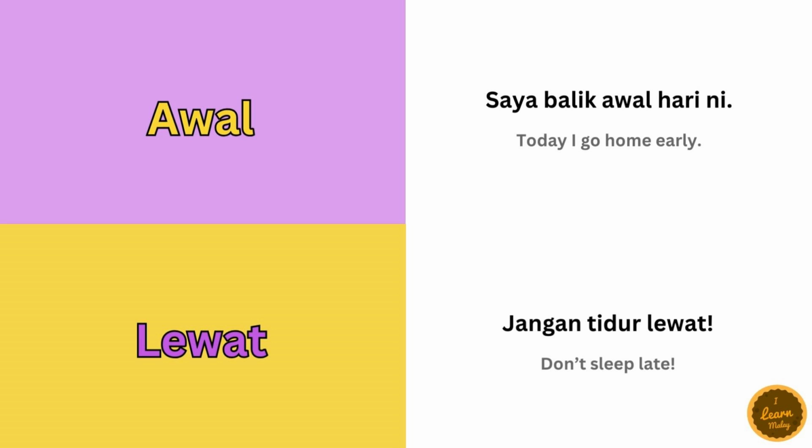Jangan tidur lewat. Don't sleep late. Jangan means don't. Tidur means to sleep, and lewat means late. Mothers normally use this sentence to remind their kids, right?